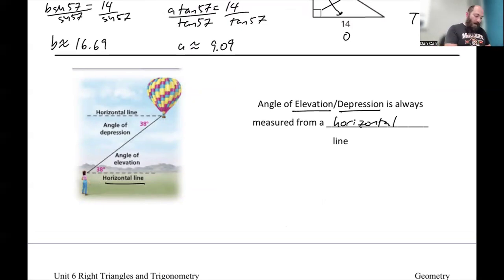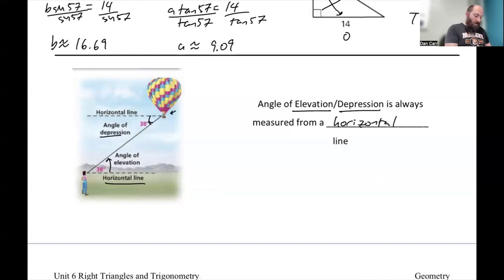Notice that the person on the ground is looking up at the hot air balloon. That's an angle of elevation, because this person is looking up. So it's elevating there. If somebody in the hot air balloon is looking down, that's the angle of depression at that point. So depression means you're looking down.